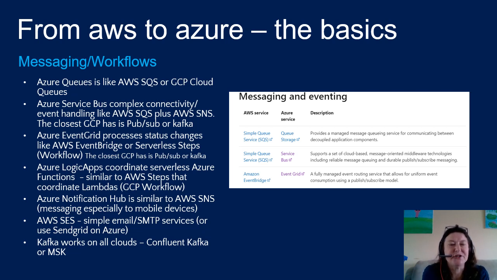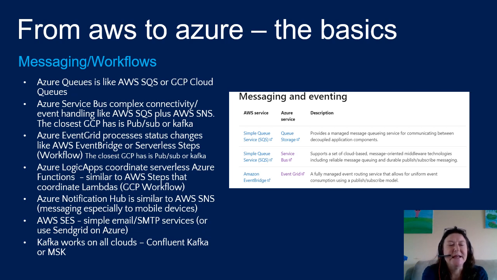The closest that GCP has in this space is using Kafka and using Pub/Sub, which is publisher and subscriber. And this basically means that multiple subscribers can consume the same message. Service Bus is like that too, and SNS is a bit like that too, that there can be multiple subscribers to the same message. So that's kind of the difference here.